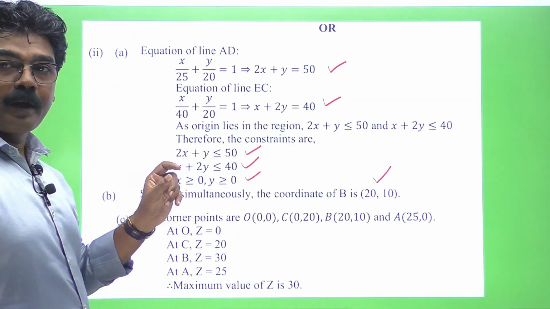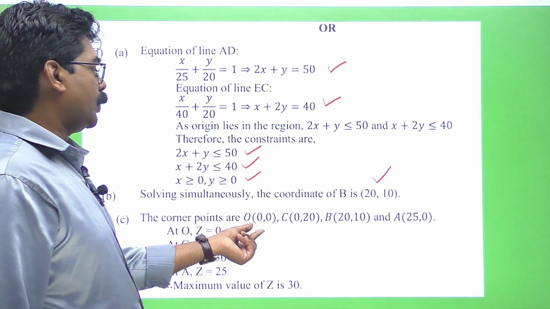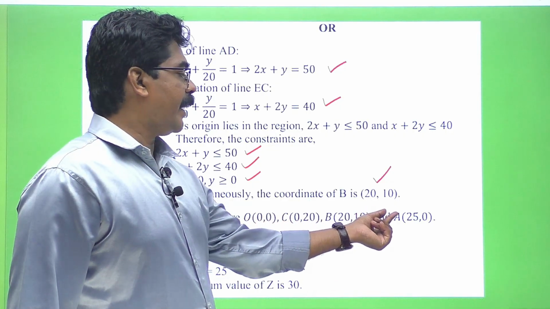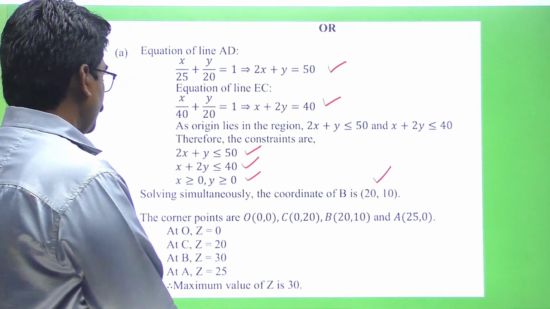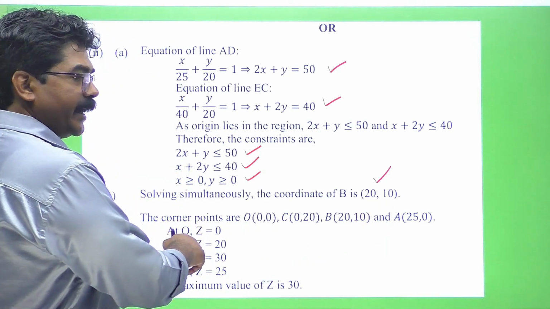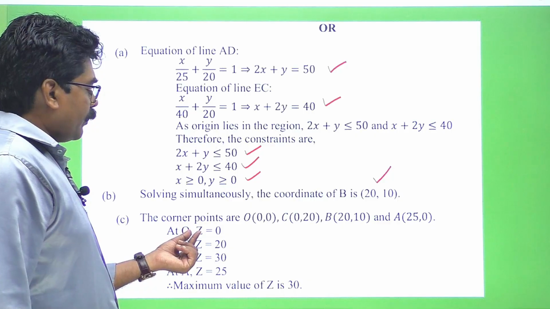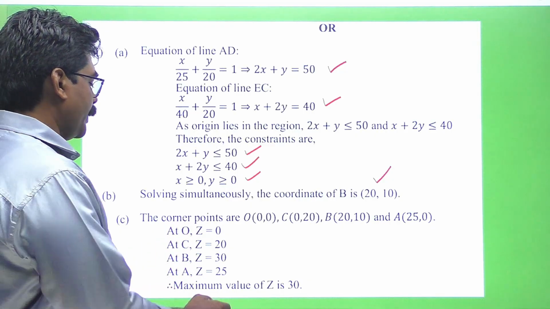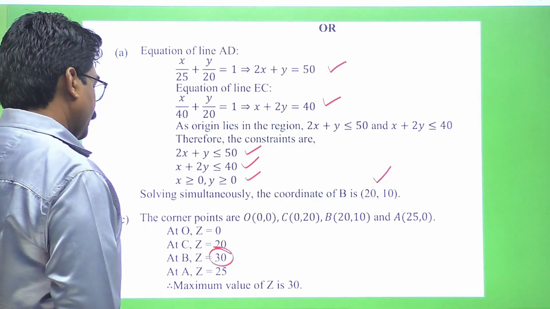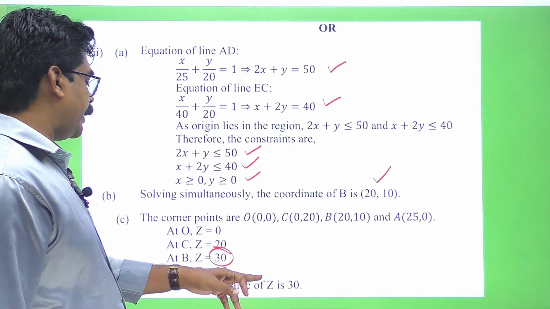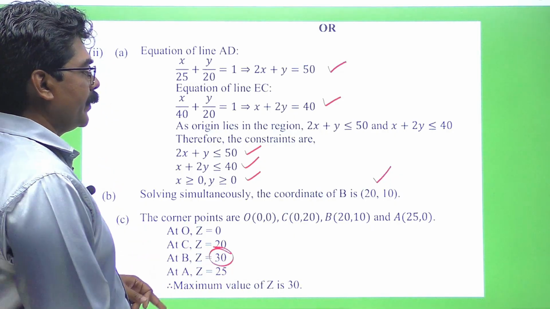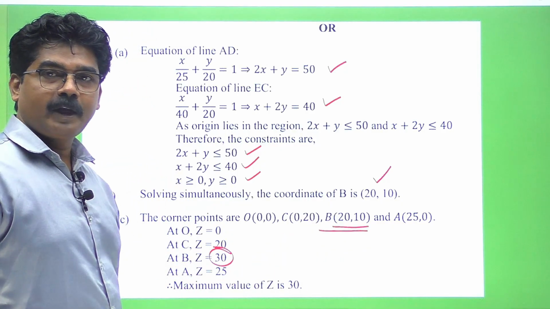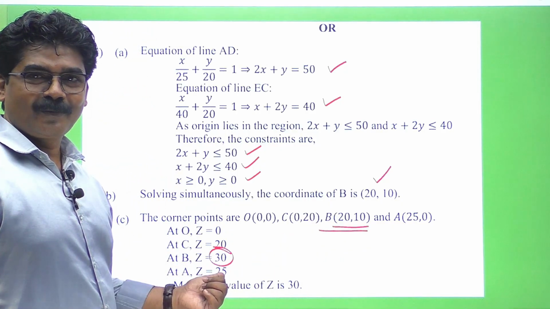If you check at the corner points of the feasible region, that is O(0, 0), C(0, 20), B(20, 10), and A(25, 0), the values of the objective function Z are 0, 20, 30, 35, and the maximum value is 30. Therefore, Z has maximum value 30 at which point? At B, that is (20, 10). At this point, Z has maximum value 30. Okay? I hope you are getting this point.